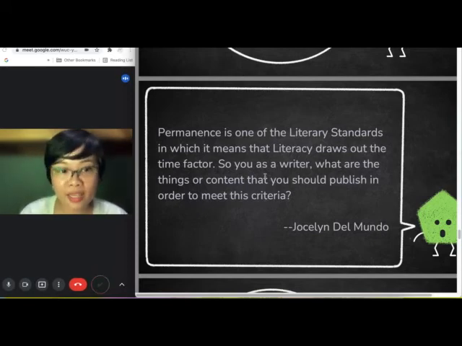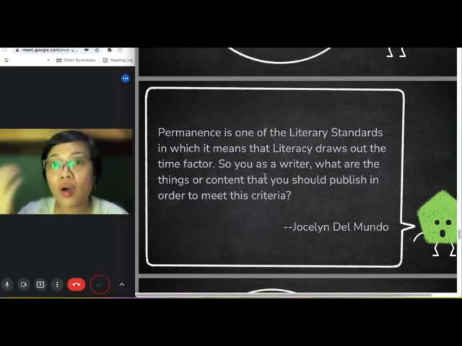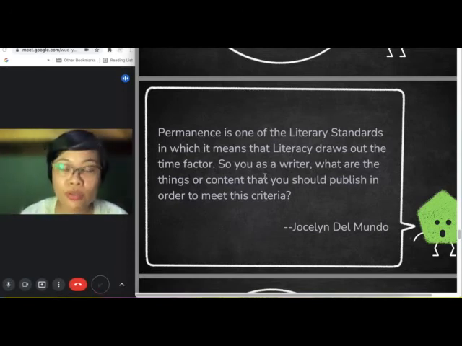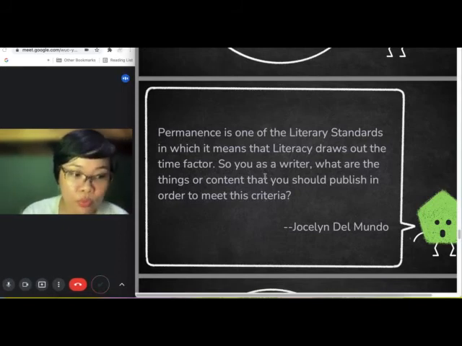Because permanence is not achieved by the author alone. Permanence is achieved when the author is able to connect with the readers. So the readers, time and time again, would keep reading and recommending and teaching the works of this particular writer or writers to the next generation. And that's how an author and his piece of work would gain permanence.